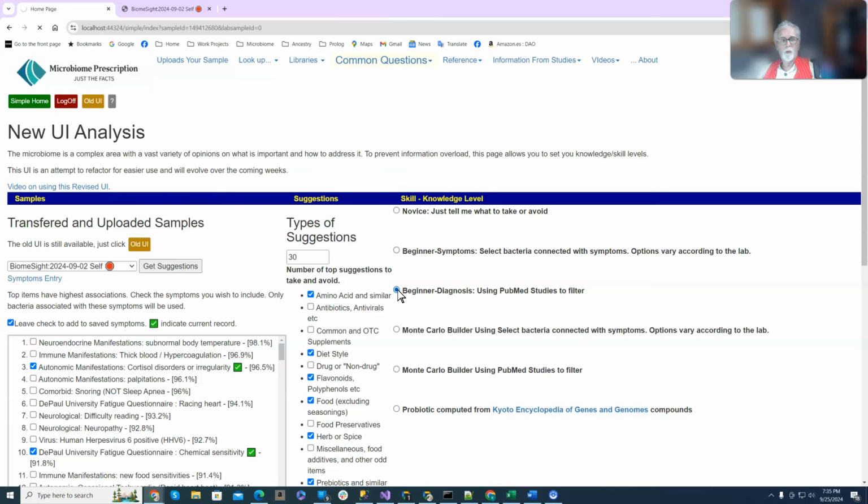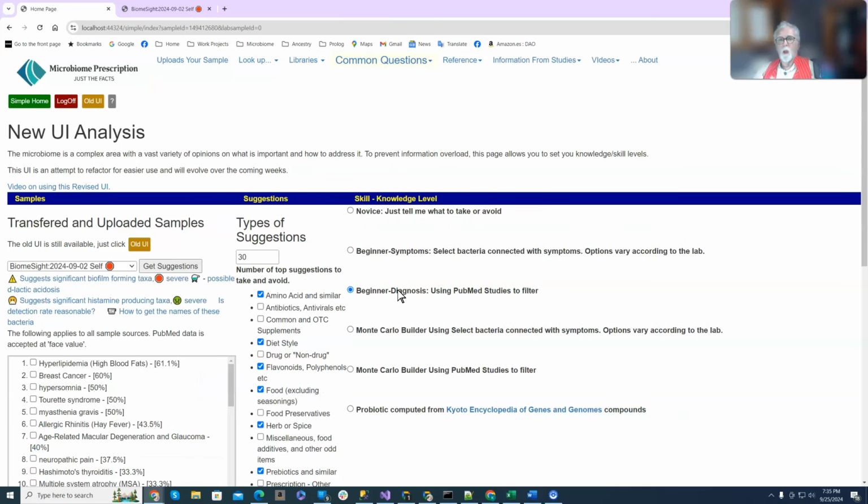Now, there's an important difference between the two. When we are doing the symptom base, we are comparing it to other self-reported people with the identical lab processing you did, in this case Biomesight, and what they have self-declared their symptoms to be. So the detection is lab sensitive, which means we get much better accuracy in identifying which bacteria are likely involved.